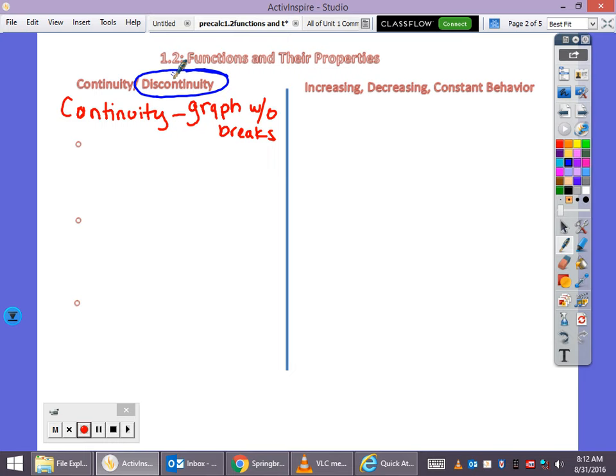And there are 3 types of discontinuity. The first is called removable. And removable is recognized with a hole in the graph. So it would look something like, let me undo this. It would be a graph like this, where there's an open hole in the curve or in the graph. That's removable.